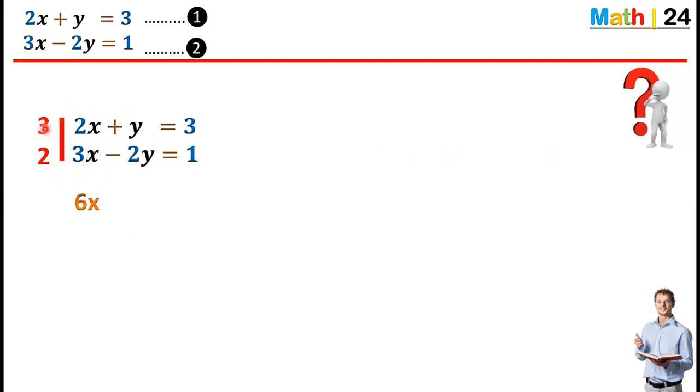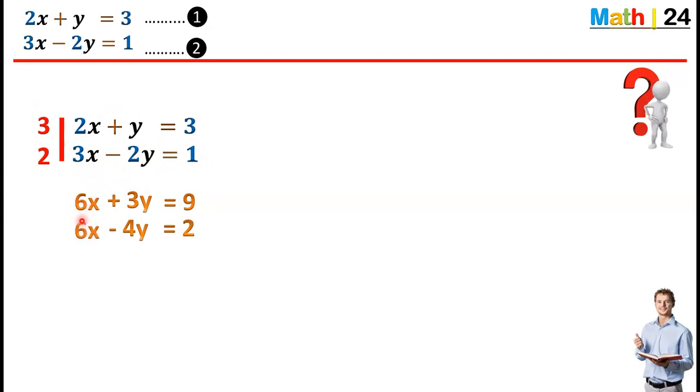So when we multiply, we're going to have 3 times 2x, 6x, plus 3 times y, plus 3y equals 3 times 3, 9. Now equation 2, 2 times 3x is 6x. 2 times minus 2y is minus 4y, and 2 times 1 is 2. So now we can see that the coefficients of x are the same, right?